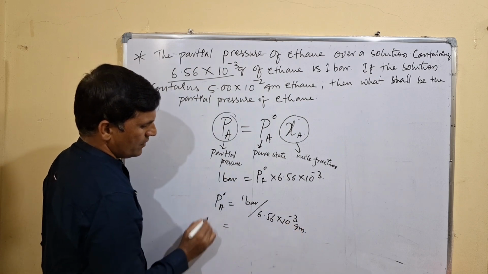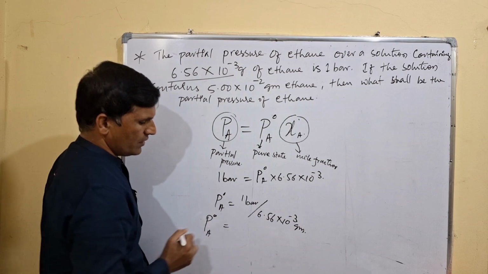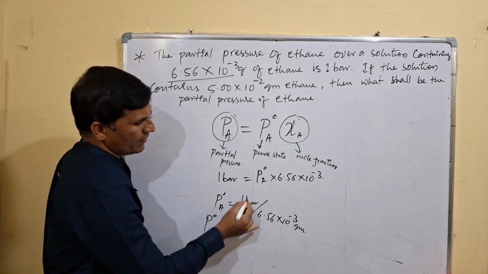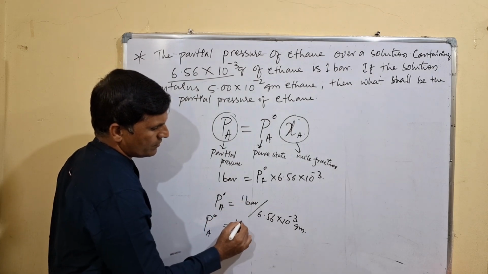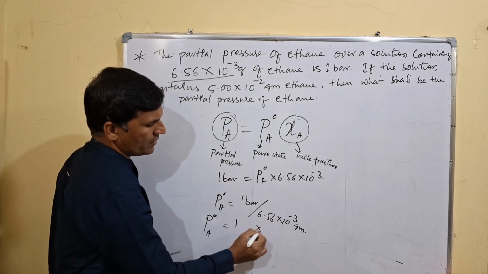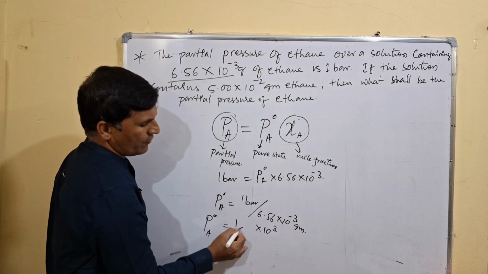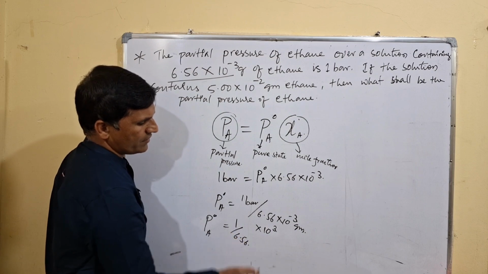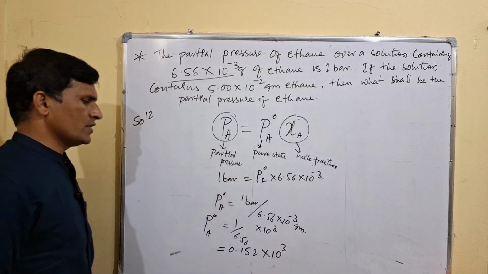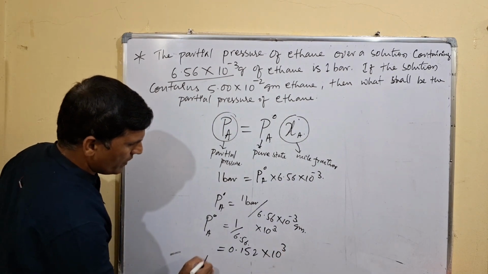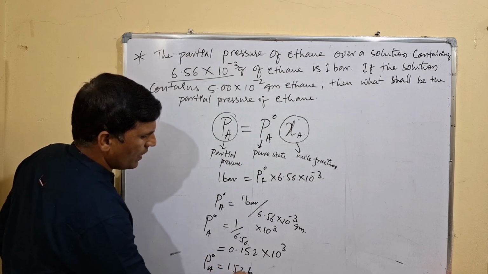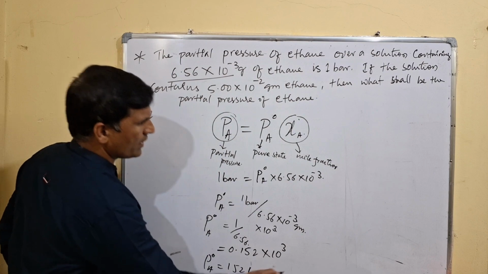So therefore, the vapor pressure of pure ethane will be 1 bar divided by 10 to the power minus 3. If you take it to the top, it will be 10 to the power 3. So therefore 1 divided by 6.56, and it turns out that P naught A is equal to 152 bar per gram. Okay, so very simple.